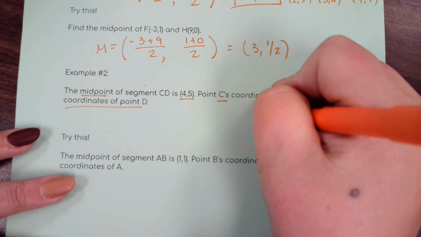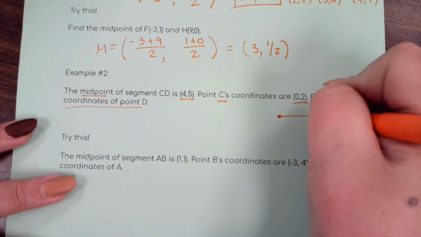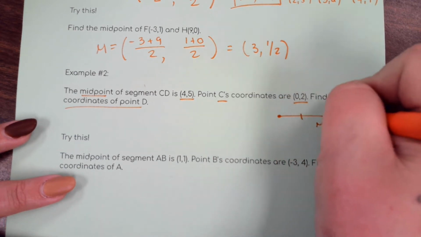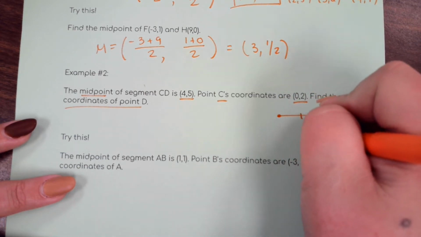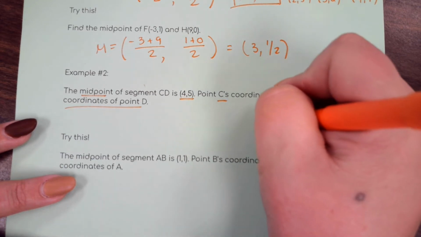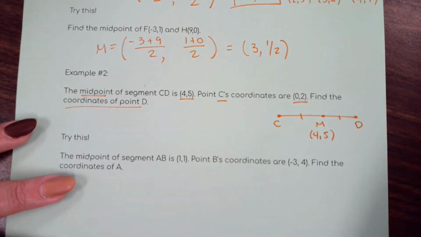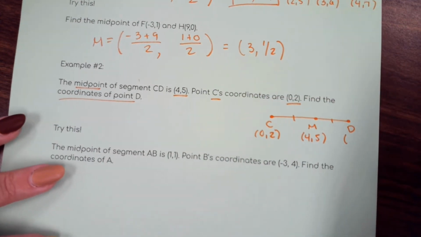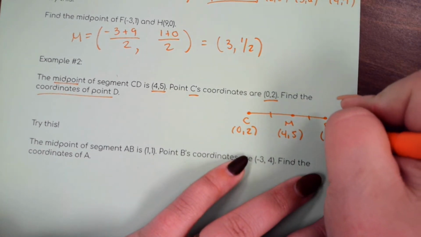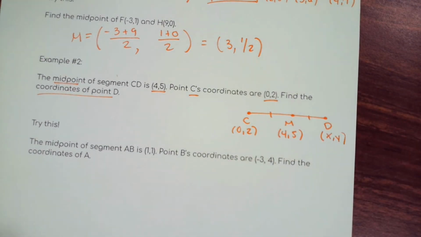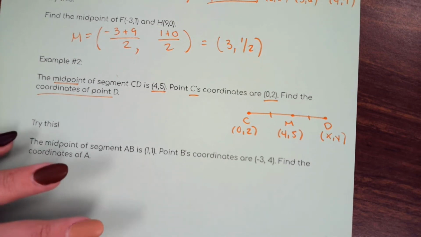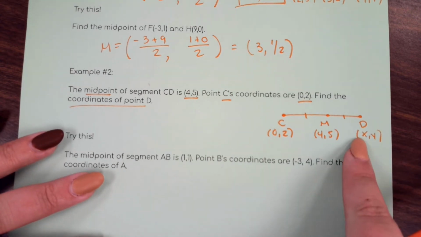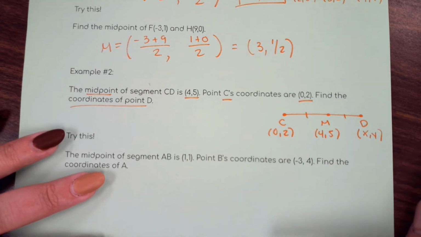So if we draw a picture, you don't have to draw a picture, but sometimes it's easier to visualize it. We know M is our midpoint, so those are congruent. So M is at (4, 5), and it's on CD. C's coordinates are (0, 2), and D's coordinates are what we're looking for, so I'm just going to call those x and y, right? Because those are what are unknown in this example. So we're going to use our midpoint formula to write an equation that we can use to solve for x and y, which are coordinates of D.